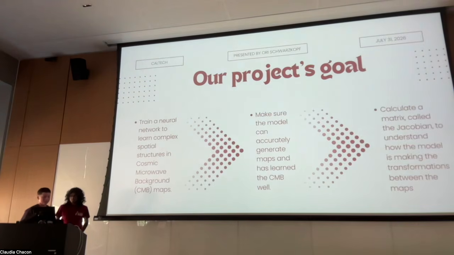Our project's goal was to train a neural network to learn complex spatial patterns and structures in the cosmic microwave background, called the CMB. Our other goal was to make sure the model can accurately generate maps and thus learn the CMB well. We learned to calculate a matrix called the Jacobian to understand how the model is making the transformation between the maps.